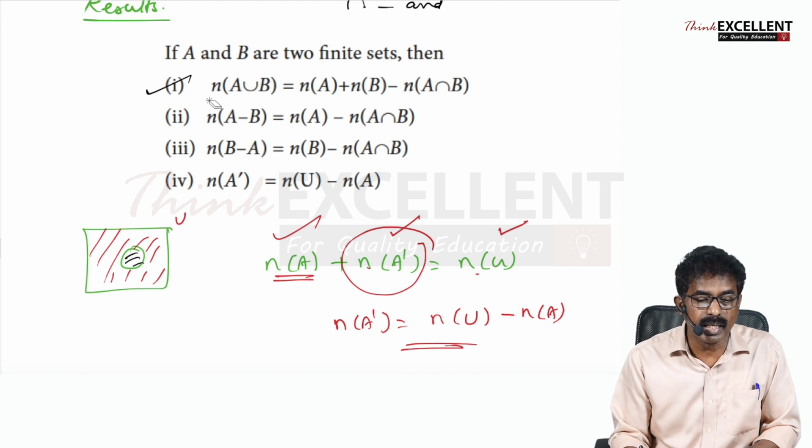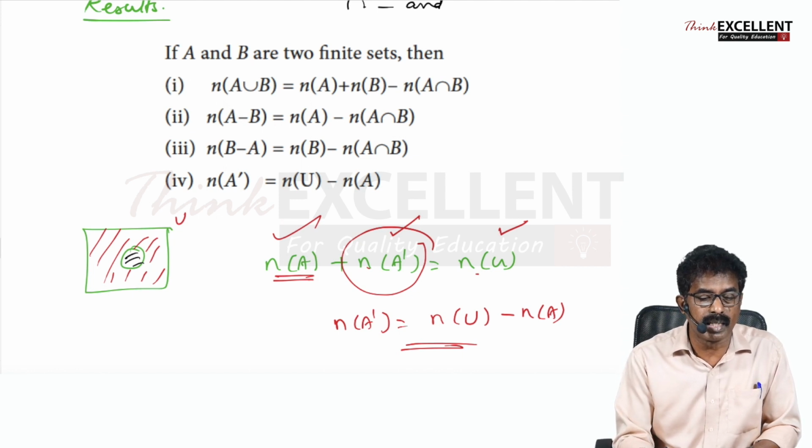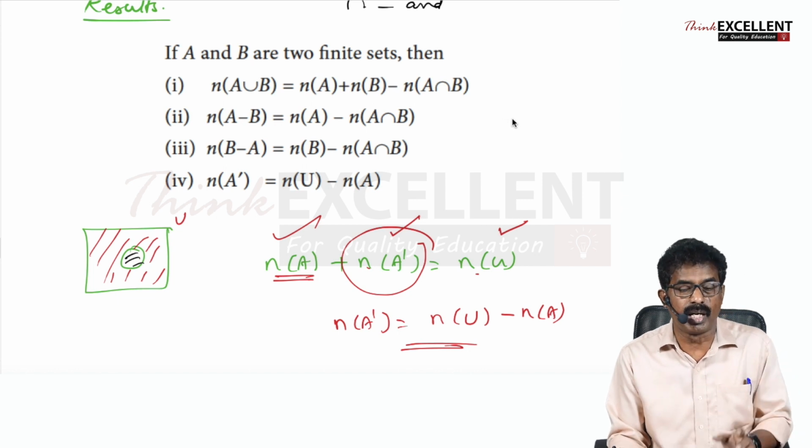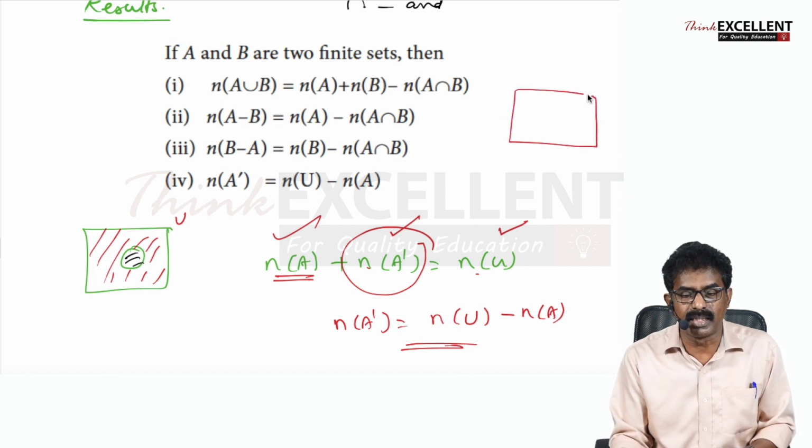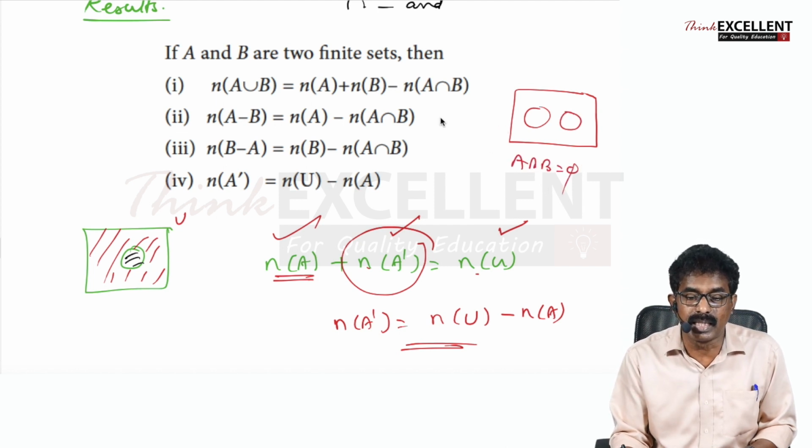N of A union B is equal to N of A plus N of B minus N of A intersection B. Suppose A and B are disjoint. What's the meaning of disjoint? Nothing is common, right? They are like this. So what is A intersection B? A intersection B is the empty set.